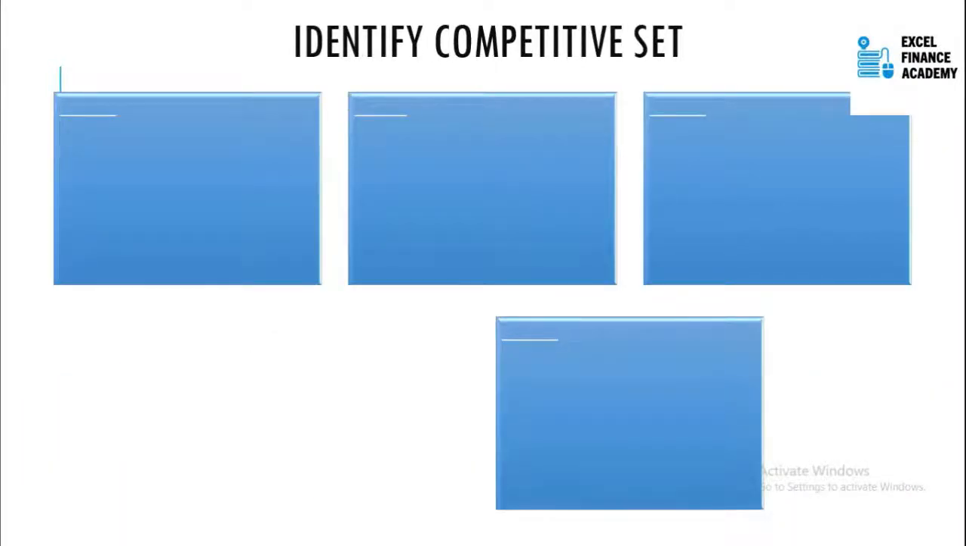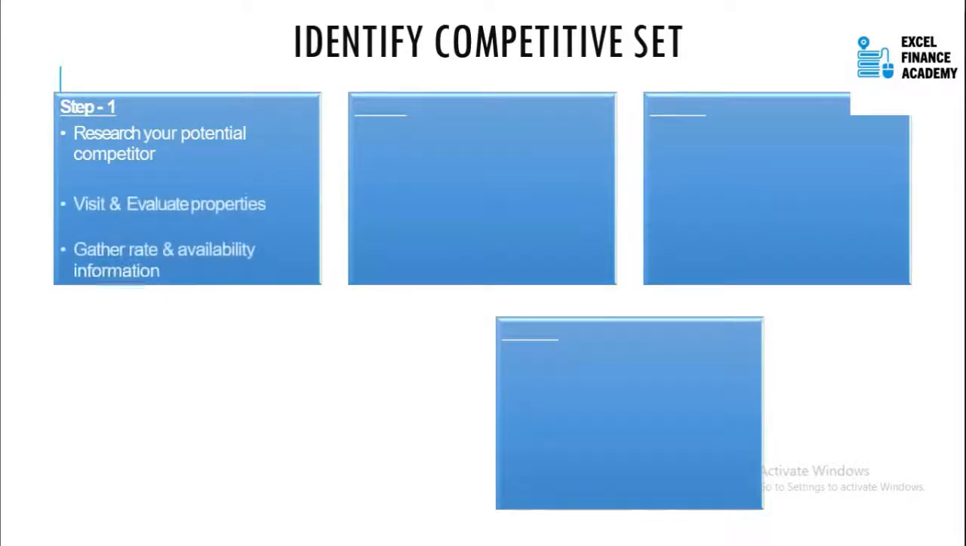So these are the steps in identifying the concept. What are the steps? Very briefly. Research your potential competitors. You need to do a little bit of research on them based on their website. You can go and visit them. You can evaluate their properties. You can gather the rate and availability information all the time. Nowadays there are services like STR that give that kind of information, or you can call them. Nowadays, the GM's secretary also has an additional task: calling all other hotels and asking for the information, even though it's not correct, there is some kind of data, right?